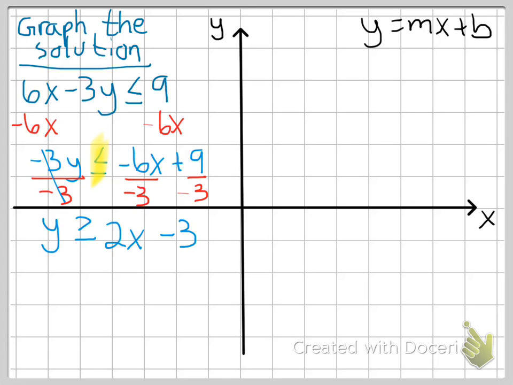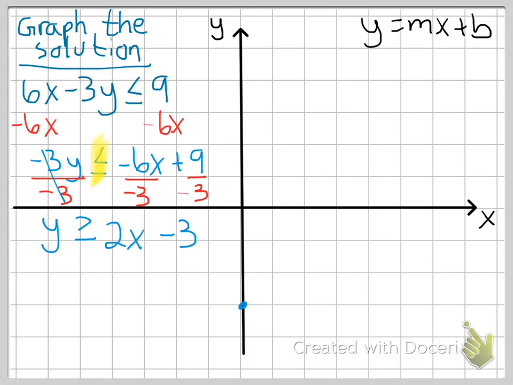So this is what we have as our y equals mx plus b. Let's go ahead and graph that. First of all, we do have that y is greater than or equal to, so that is certainly going to be a solid line. If it were a strictly greater than, it would be a dotted line. But let's go ahead and create our solid line. So our b is the y-intercept. Negative 3 is our y-intercept, so let's draw that y-intercept there.